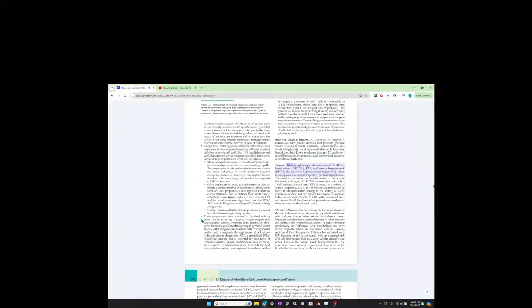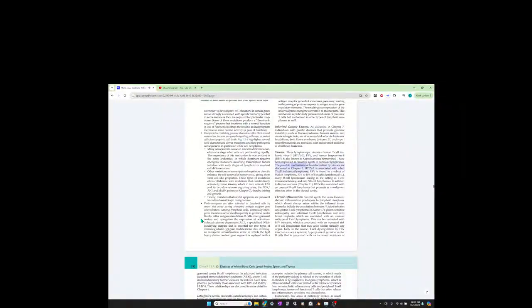Viruses. Three lymphotropic viruses, human T-cell leukemia virus 1, EBV, and human herpes virus 8, have been implicated as causative agents in particular lymphomas. The possible mechanisms of transformation by viruses are discussed in Chapter 7. HTLV1 is associated with adult T-cell leukemia lymphoma.